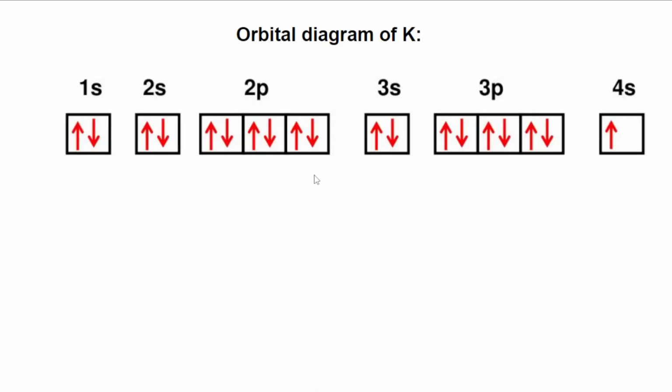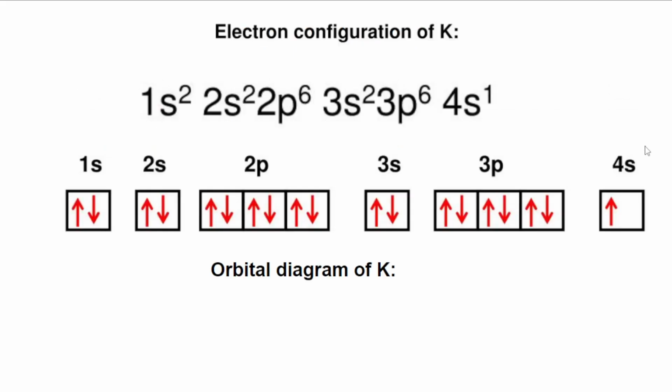There's another way to show the same thing. It's called an orbital diagram. And notice it's 2 electrons in the 1s, 2 in the 2s, 6 in the 2p, 2 in the 3s, 6 in the 3p, and then 1 in the 4s. Notice how they are very similar. They correspond: 1s2, 1s2, 2s2, 2s2. These arrows represent electrons.